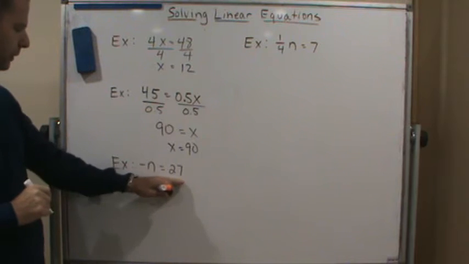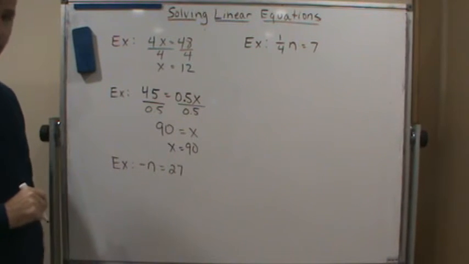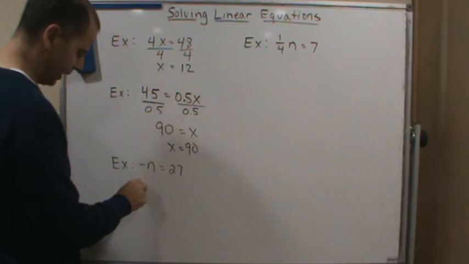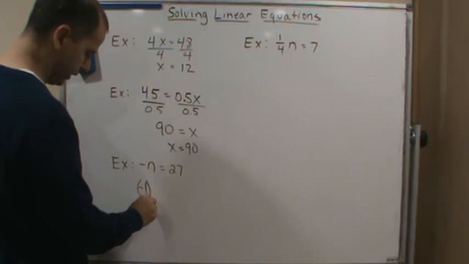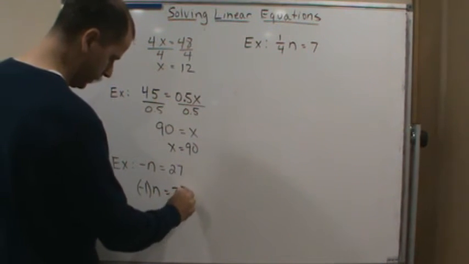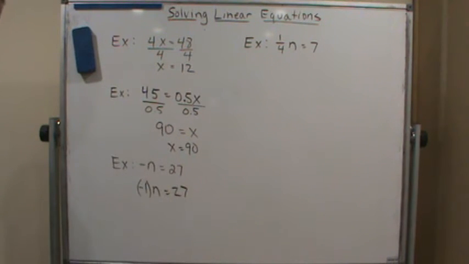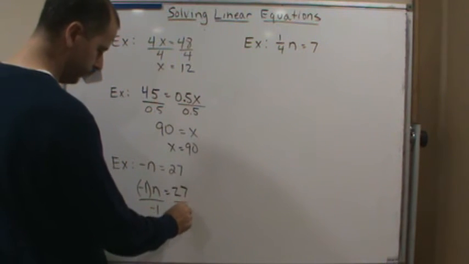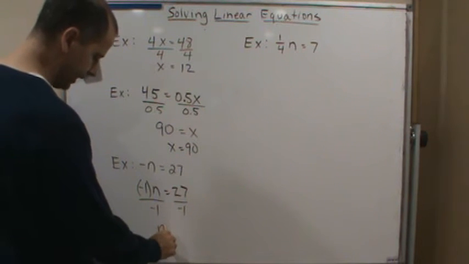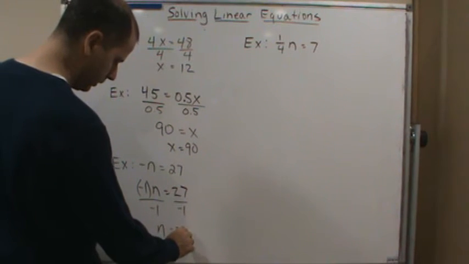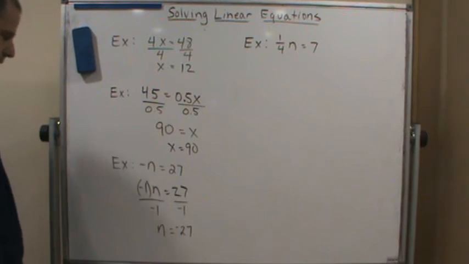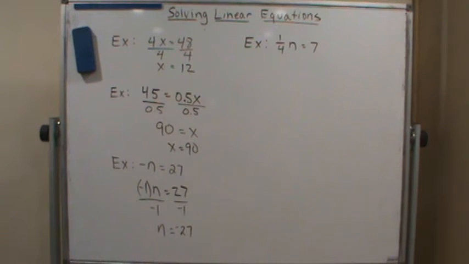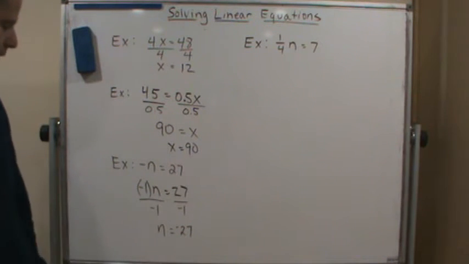Okay, so now in this example here, I've got negative n equals 27. Now remember, this is the same as if I wrote it negative 1 times n equals 27. Okay? So again, in this case, I'm going to divide both sides by negative 1. And so again, I get n equals negative 27. Okay? So again, remember, I want a positive 1 over here.